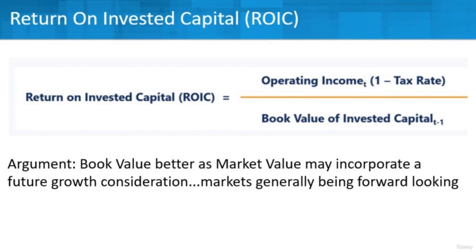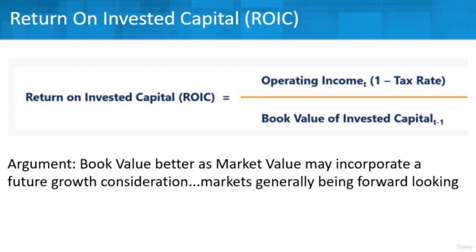And the argument around book value is that it's better than market values, which incorporate future growth considerations, with markets generally being more forward-looking. So with book value, you're looking at what our state is today, whereas as investors, we usually want to look at things like market value. What is the future earnings and growth? We want to look at that. But if we're evaluating the existing management team on what they're doing right now with invested capital, how they're investing that operating income, comparing to book value is a better, more fair, more conservative measure than looking at market value.